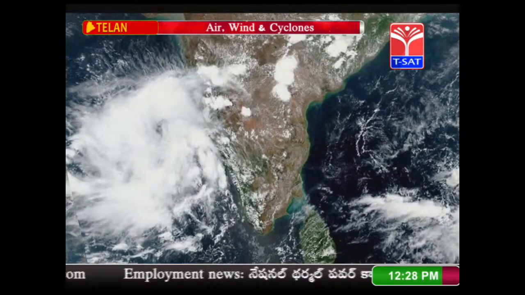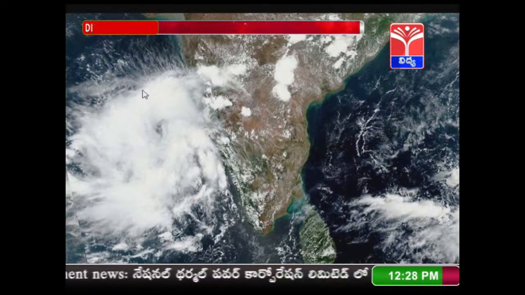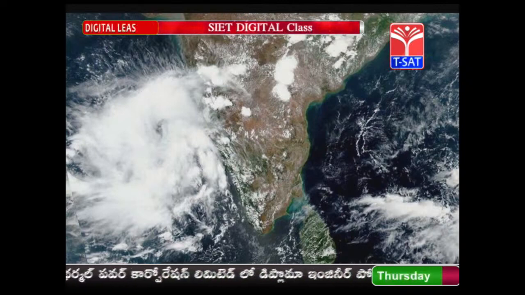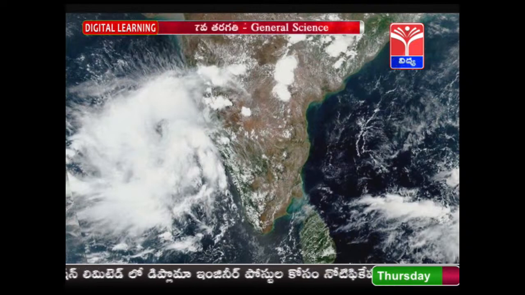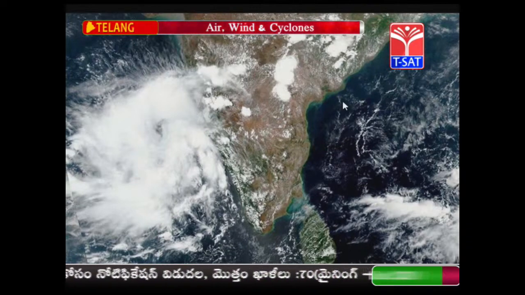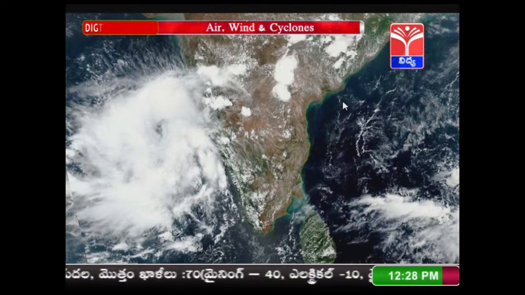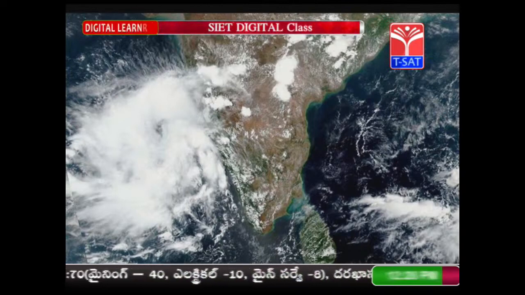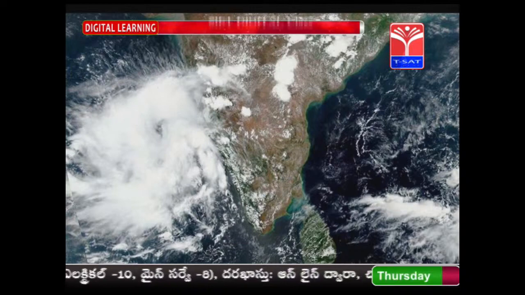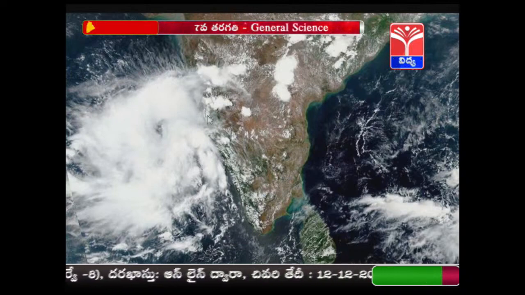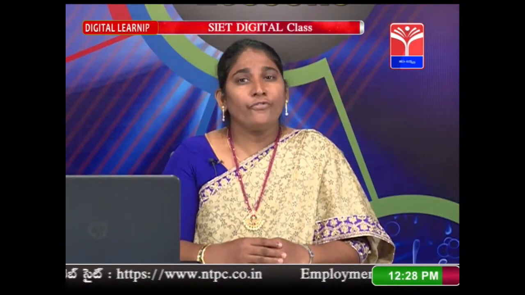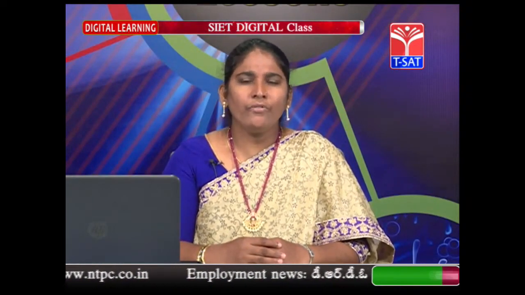So, this is the southern part of India, this is the west coast, children, and this is the eastern coastal area. Most of the coastal areas are very frequently prone to cyclones. You can see a cyclone is building here and it is about to attack the western coast of India. So, children, cyclones are very bad, and if they occur, we have to be very careful.